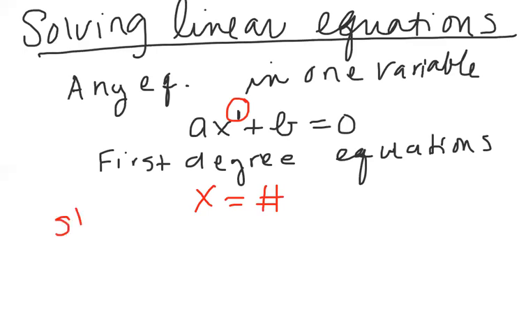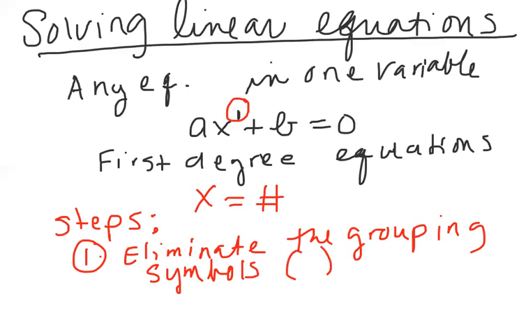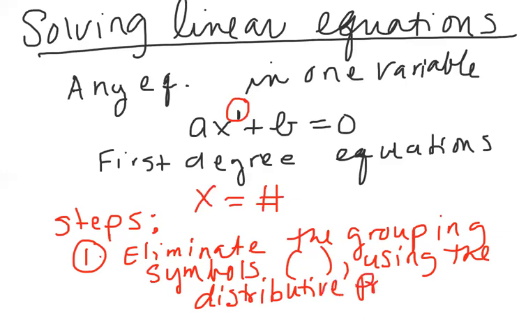So the question is, how do we get to that one solution? Here are some steps. Step number 1, you are to go ahead and eliminate or get rid of the grouping symbols. And what are the grouping symbols? These are the parentheses, guys. And to do this, you're going to be using the distributive property. So use the distributive property in order to eliminate the grouping symbols.